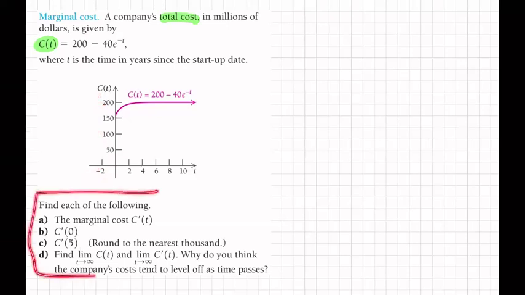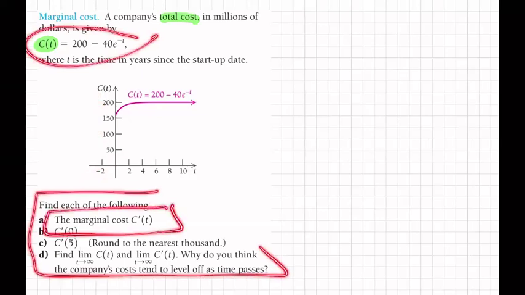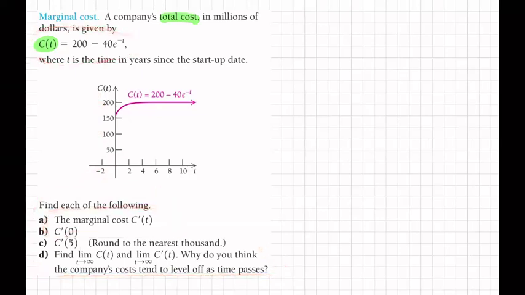What they want us to do down here, though, using this function, is first find the marginal cost. Now make sure you see with the marginal cost, that is its own function. That's where the derivative comes in. So as we look at this cost function, the marginal cost is going to come from the derivative.